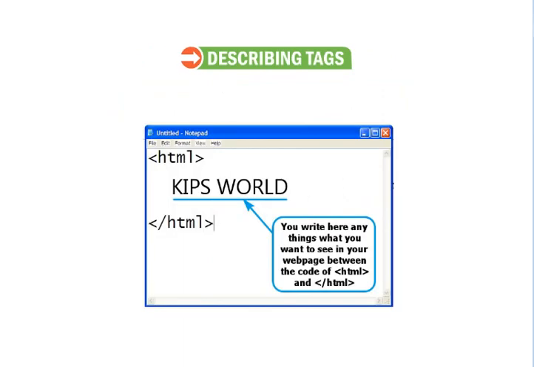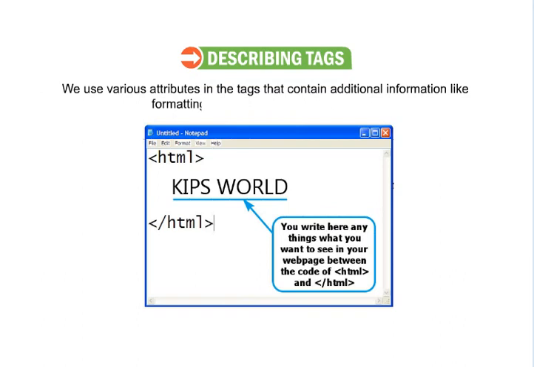Let us talk about describing tags. HTML is a tag-based language. A tag is a piece of code which acts as a label that a web browser interprets. It instructs a web browser what to display and how to display. A complete tag having an opening tag and a closing tag is known as an element. We use various attributes in the tags that contain additional information like formatting effects, alignment, colors, etc.